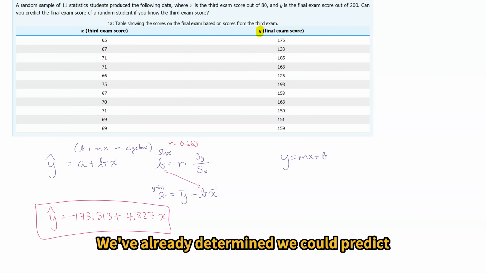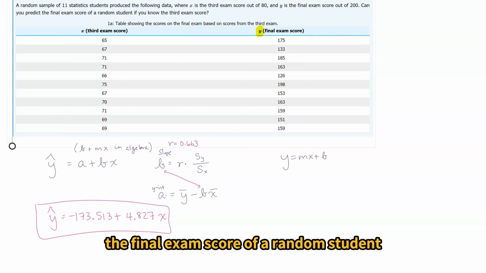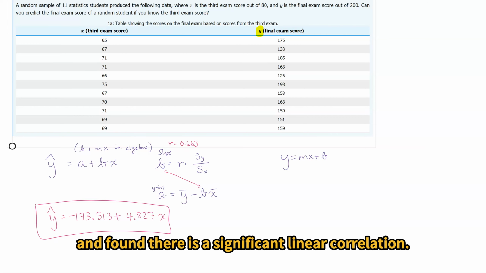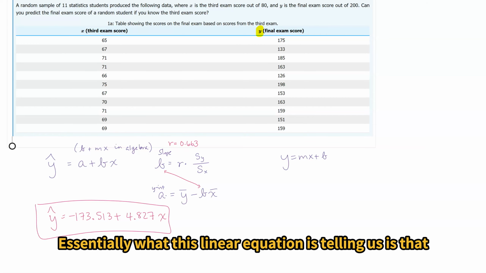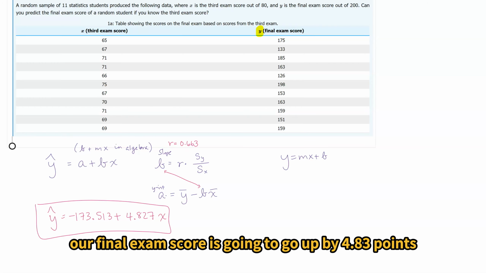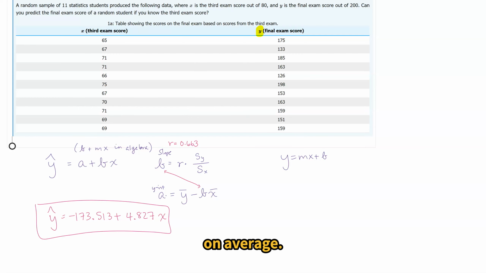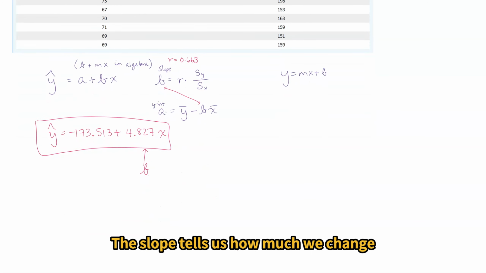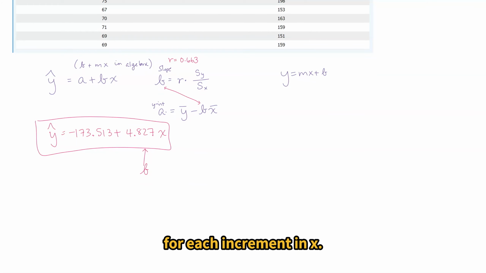Now we've already determined we could predict the final exam score of a random student because we went through that hypothesis test and found that there is a significant linear correlation. Essentially what this linear equation is telling us is that if we increase our third exam score by 1 point, our final exam score is going to go up by 4.83 points on average. And we're getting that 4.83 from that slope. The slope tells us how much we change for each increment in x.